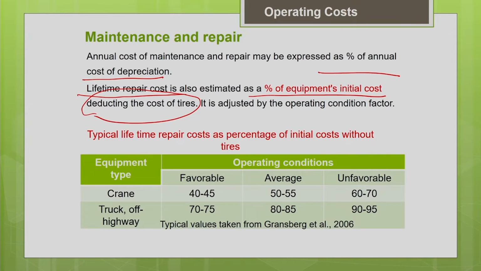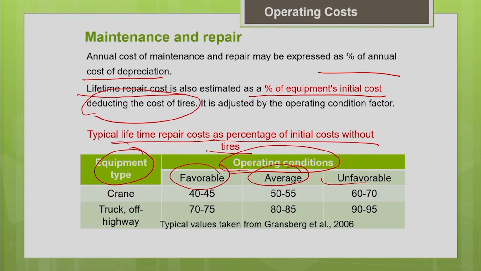So, you can see the values are available related to the lifetime repair cost. You can get the lifetime repair factor as a percentage of the initial cost of the machine without tires for different types of equipment and for different operating conditions, like favorable, average, unfavorable. For different operating conditions and different equipment types, you can get these values from literature. These values are taken from Gransberg. You can find similar information from different literature also. So, you can make use of this information to estimate your repair cost.